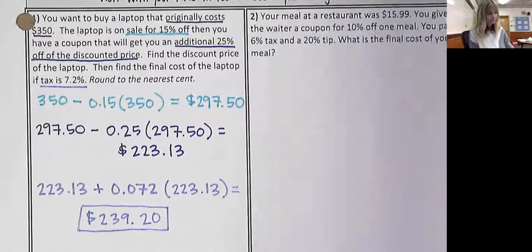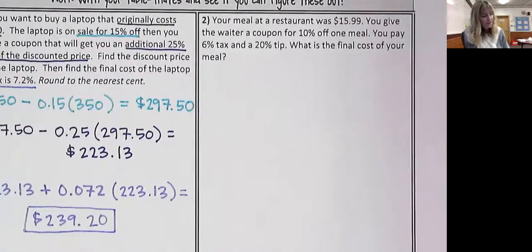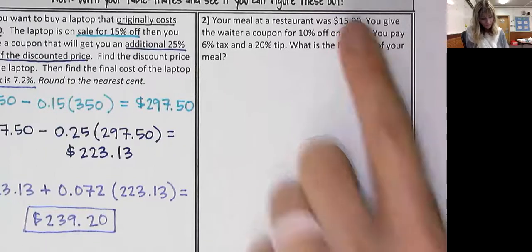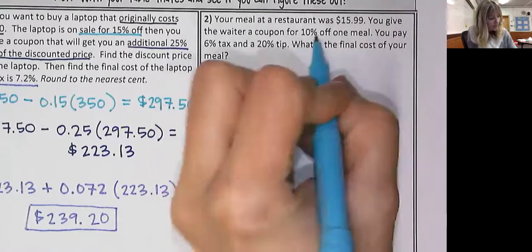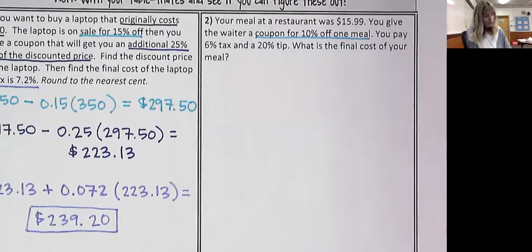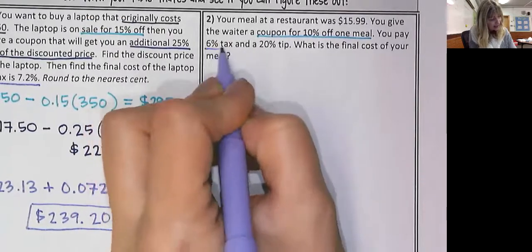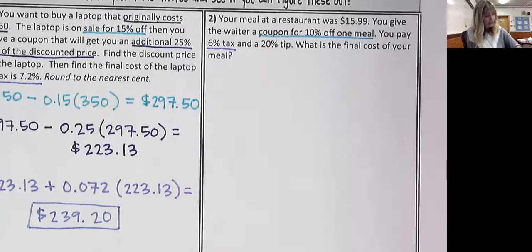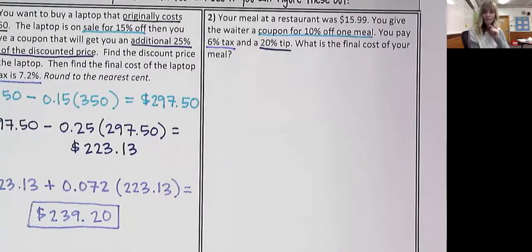Let's try that again. Okay, number 2. Your meal at a restaurant was $15.99. There's my original. You give the waiter a coupon for 10% off one meal. You pay a 6% tax and a 20% tip. What's the final cost of your meal?